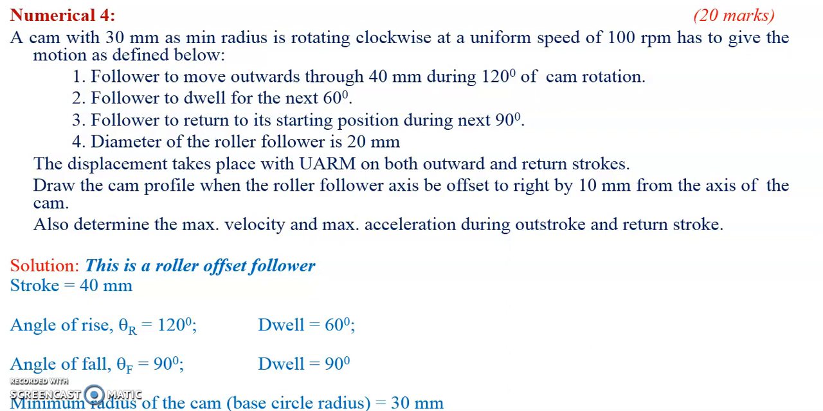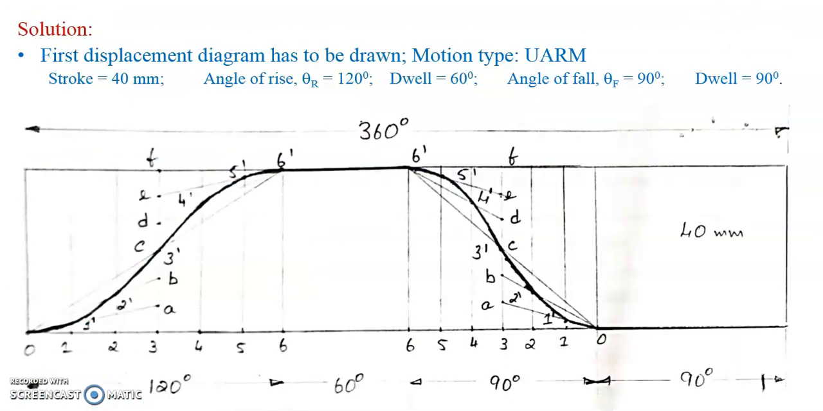Stroke 40 mm, angle of rise is 120 degrees. After that a dwell of 60 degrees, then an angle of fall of 90 degrees, and then a dwell of 90 degrees. Minimum radius of the cam, which is nothing but the base circle radius, is already given as 30 mm. Keeping this in mind, we'll first draw the displacement diagram where the follower motion takes place in UARM. This we have again drawn; it's the same displacement diagram which we drew in the last class. I'm going to keep this as a reference and then draw further. I hope you know how to draw the displacement diagram, and the motion of the follower is UARM.